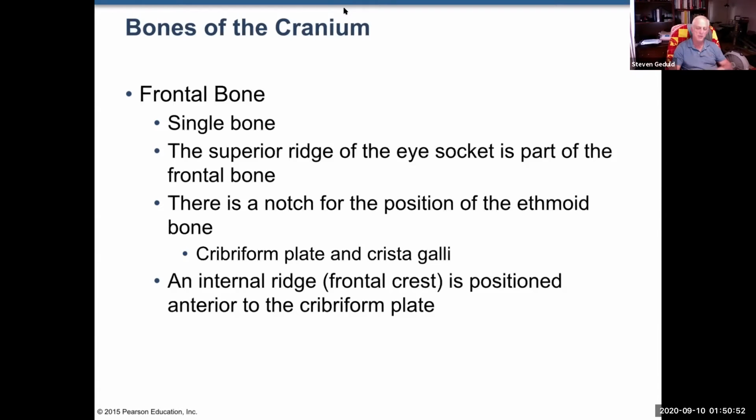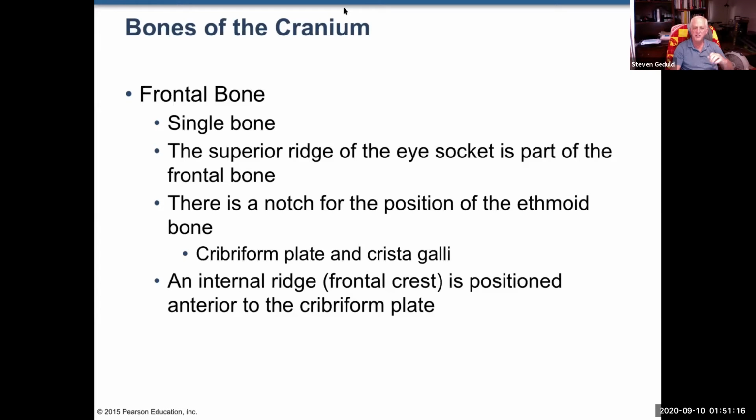What's that game you play with the little pegs? Cribbage? It's like a little cribbage board. I think I'm dating myself here. But it has a little board with all kinds of holes in it, all right? That's your cribriform plate. And the crista galli is this middle section of it.